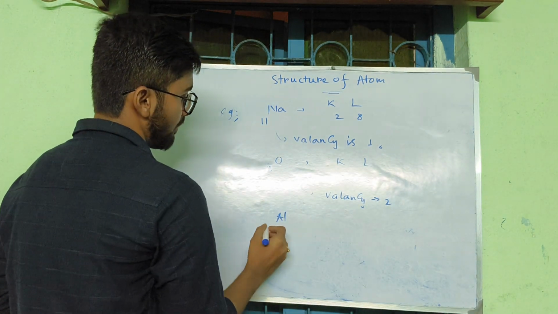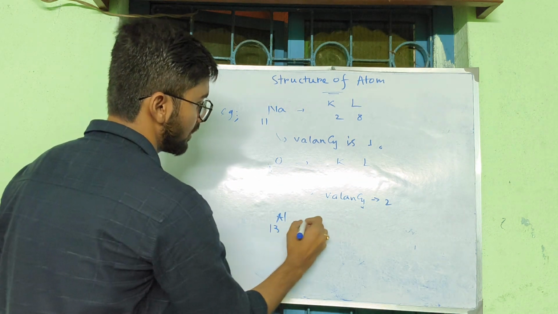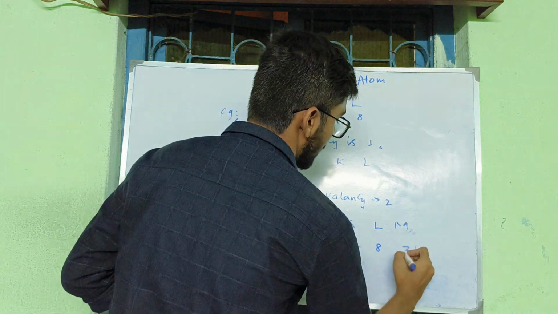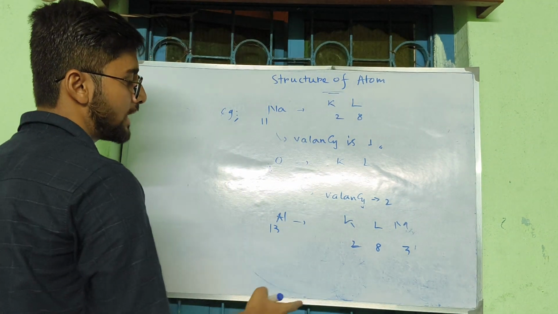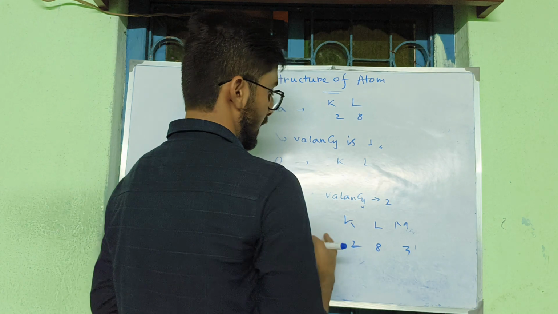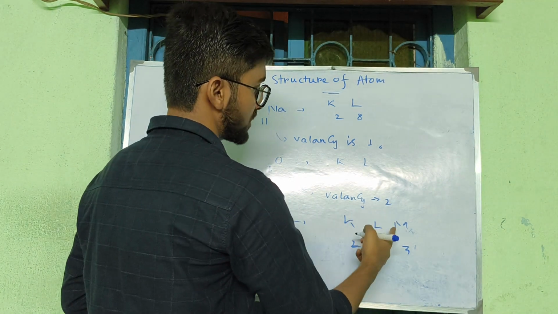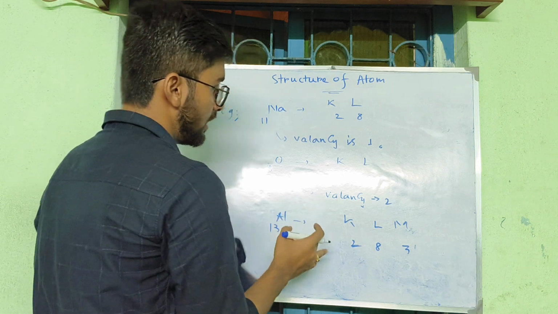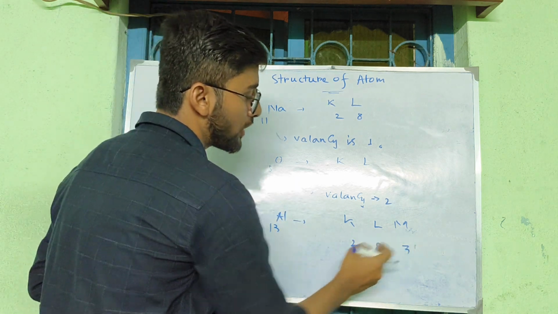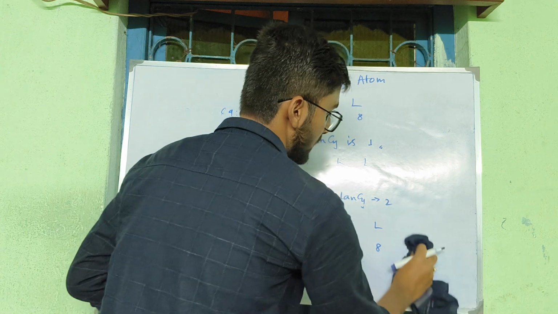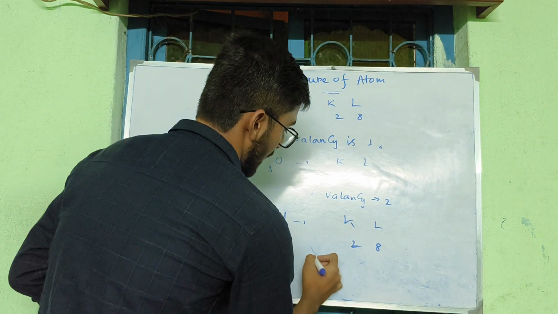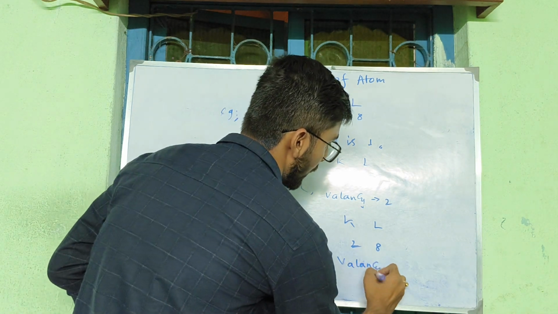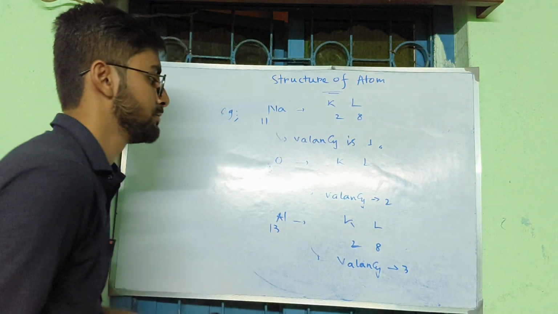In case of aluminium, 13: 2, 8, 3. As you can see, aluminium has the outermost shell M shell that contains 3 electrons, and it's easy for aluminium to lose 3 electrons to follow the octet rule, and its valency will be 3. That's it.